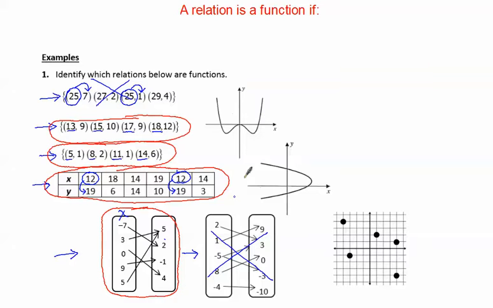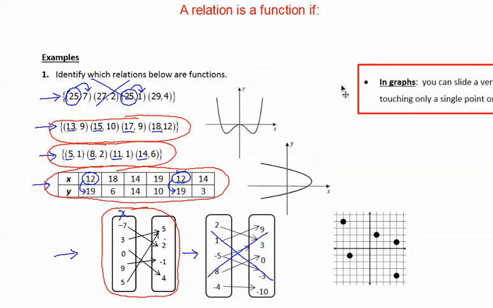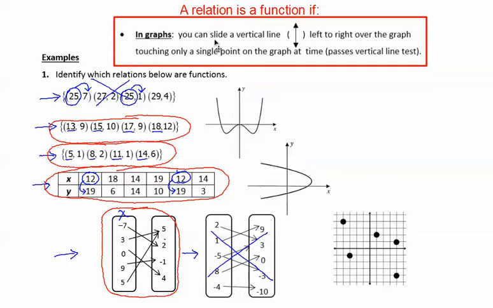Let's look at now the graphs. Let's look up here at this graph. The information on our notes says that in graphs, you should be able to slide a vertical line up and down, from left to right or right to left, doesn't matter, over the graph, and it should touch only a single point on the graph at a time. So if I take this vertical line and I move it over this graph, if you see, it's touching only one spot on the graph at a time.